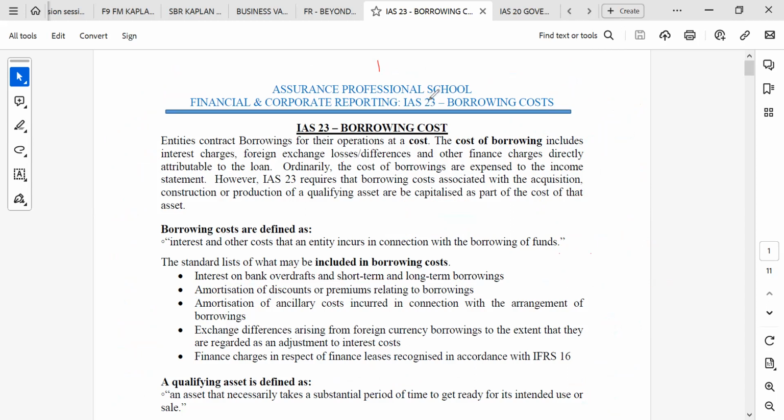The next one is the amortization of auxiliary costs incurred in connection with the arrangement of the borrowing. So it can be the transaction cost. So it can be the processing fee.